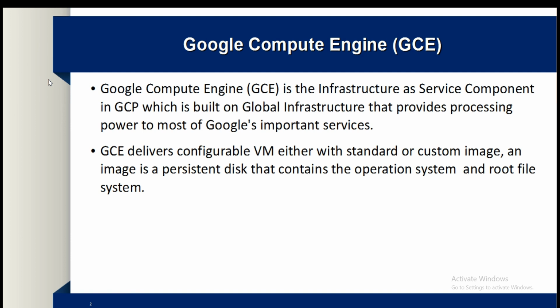So Compute Engine is an infrastructure as a service component provided by Google Cloud Platform, and it also allows you to use powerful virtual machines in the cloud as server resources instead of acquiring and managing server hardware. Using Google Compute Engine, we can create virtual machine instances in Google Cloud, and here we are using custom images for the creation of VM instances. An image is a persistent disk which contains the operating system and the root file system for the instance.